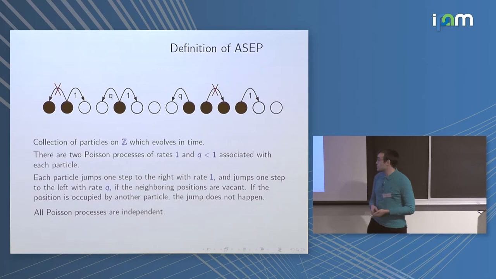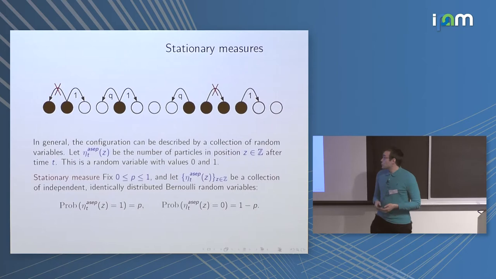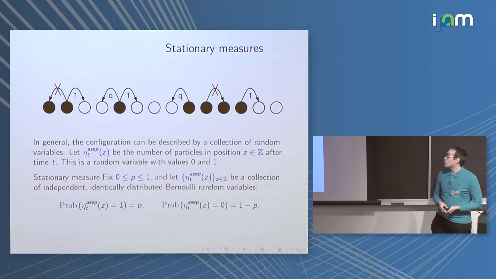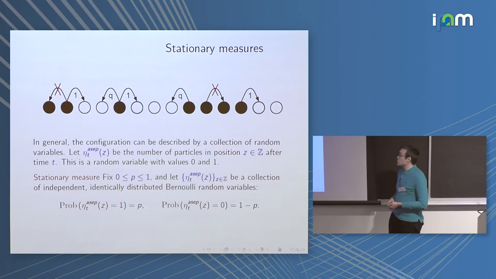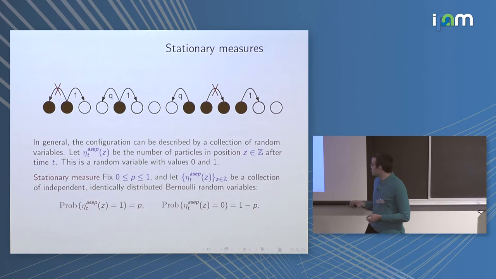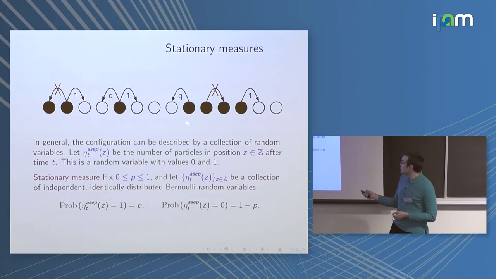on integers. So once we have this definition, there are plenty of questions that one can ask, and let me first recall the answer to probably one of the basic questions: what are the stationary measures of such a process? If we have such dynamic rules, what can we say about stationary measures? The essential part of the answer is that the following measure is stationary. For definition's sake, I will have these random variables eta_t(z), which is the number of particles at position z. Z is an integer, so this can be either 0 or 1. At every position, we have either a particle or a hole.